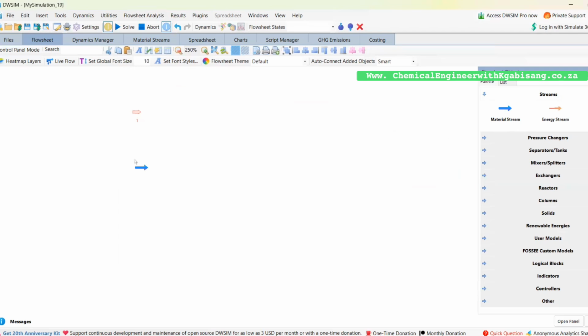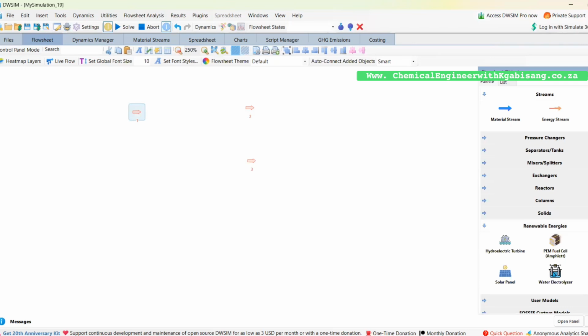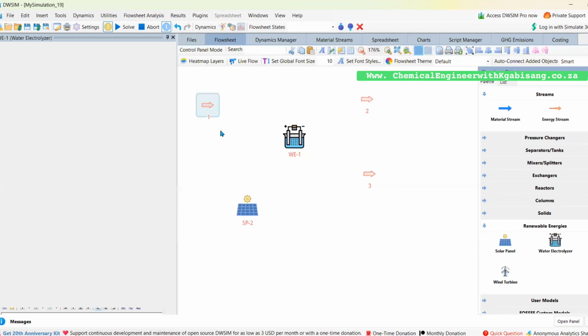For your simulation, please do add or connect your streams. So we are going to have at least 3 streams that will be our inlet and 2 outlets. DWSIM already has a built-in water electrolysis option, so you can just click that option there. And in terms of the electrical or power supply, there are a few options there. You can take the wind turbine, but for this exercise, let's just take the most common one, and that's the solar panel.